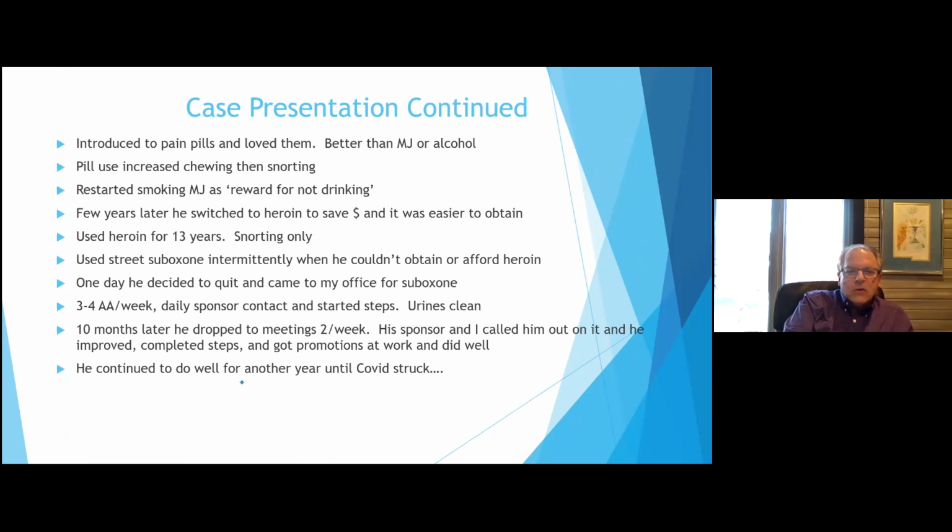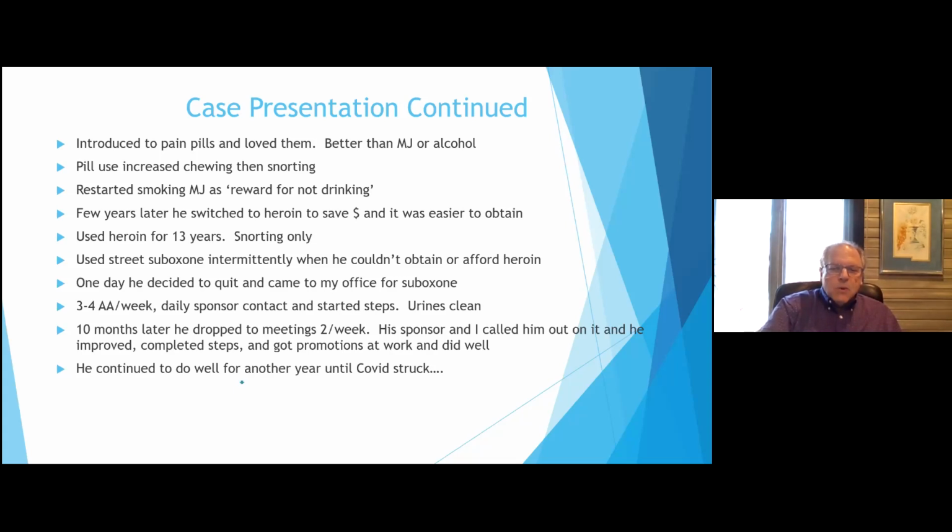Within a year or so, he started smoking marijuana again as a reward for not drinking. And after a few years of using pills, he had to switch to heroin because it was cheaper and more available. He used heroin for a total of 13 years, never shot it, always snorted it. Used straight Suboxone intermittently when he had trouble obtaining or affording heroin.